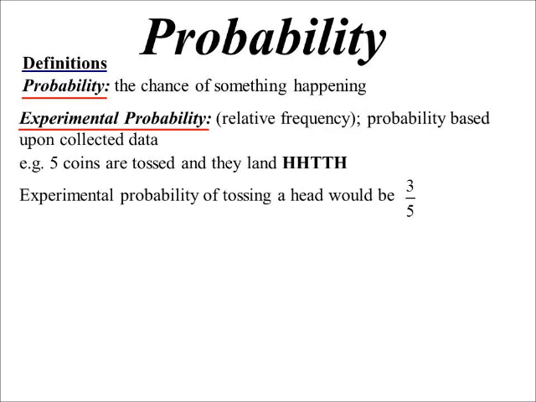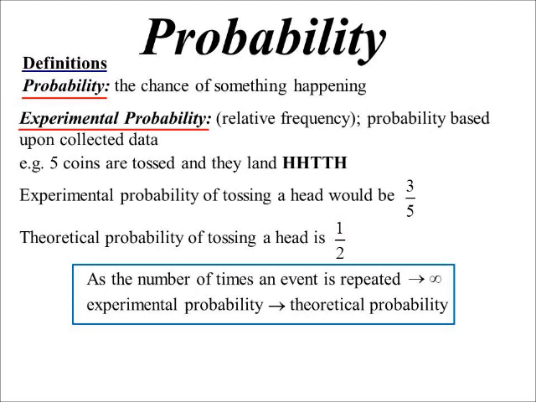That's a lot different to the actual probability, which is the theoretical probability. Now, as you do more and more experiments, so the amount of data you collect gets greater and greater, the experimental probability should get closer and closer to the theoretical probability. If you could physically toss a coin an infinite number of times, then they would be equal. Clearly we can't do it an infinite number of times, but as the number of times gets closer and closer to infinity, our experimental probability will approach the actual theoretical probability.